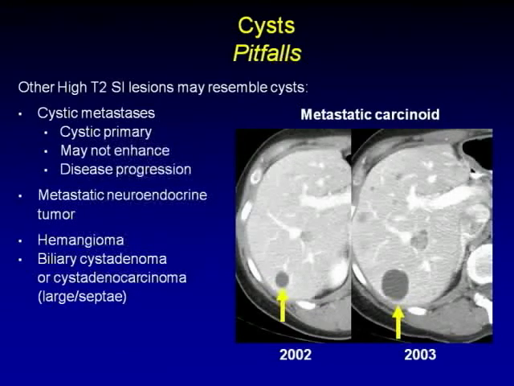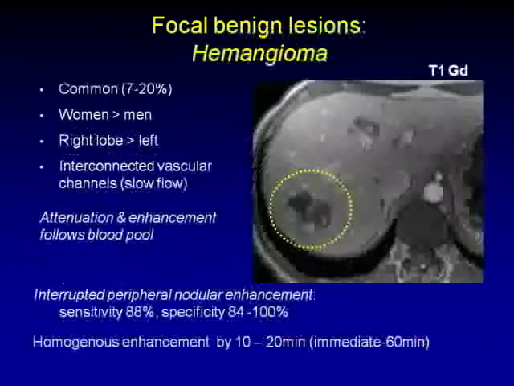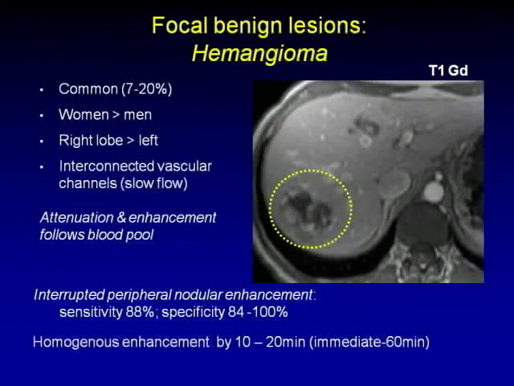Based on imaging characteristics alone, you won't necessarily be able to differentiate. If you see any nodularity in the wall of that huge cyst within the liver, then you're obviously going to lean towards malignancy. Okay, so here is the classical appearance of a hemangioma.